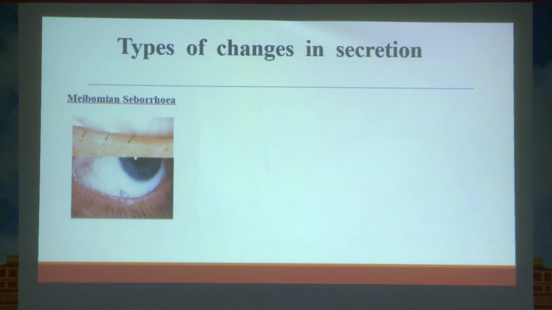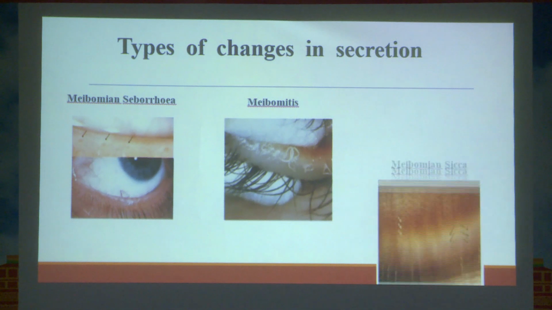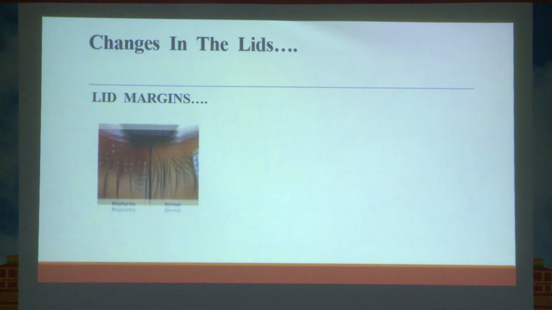Normally when we press, a drop of fluid should come out, but if it is a spurt of fluid coming out from the duct area, it is a seborrhea. Sometimes there is a toothpaste-like appearance that comes out due to marked inflammation, the meibomitis, and sometimes even after excessive pressing, nothing comes out because the glands are atrophied and there is no secretion. That is the meibomian sicca disease.